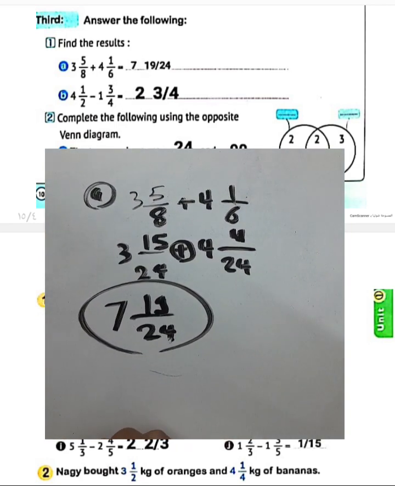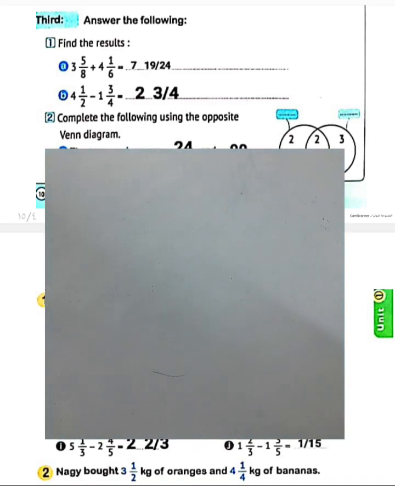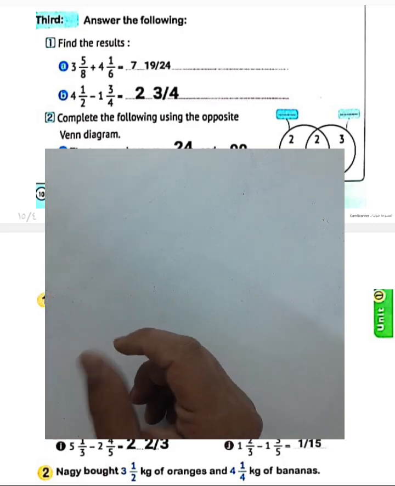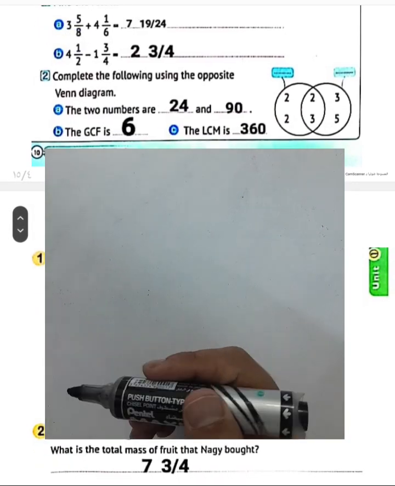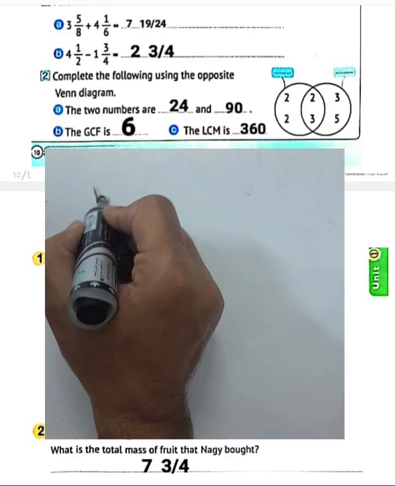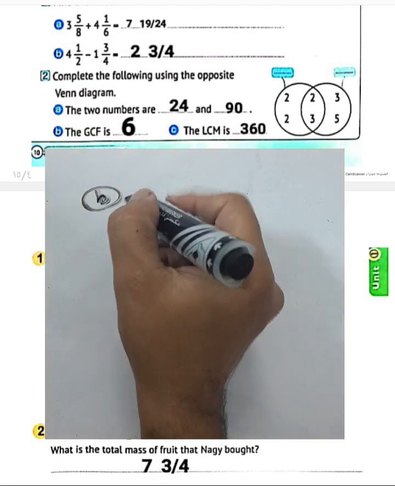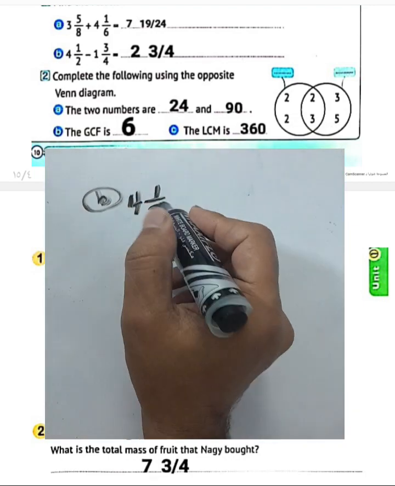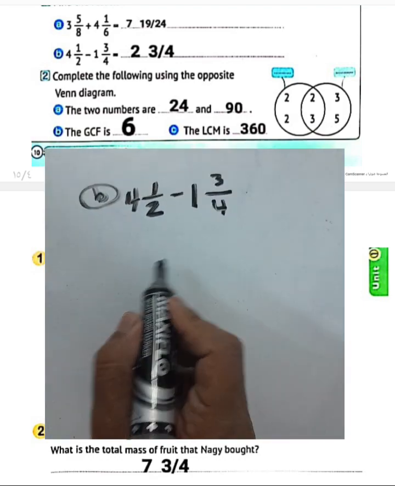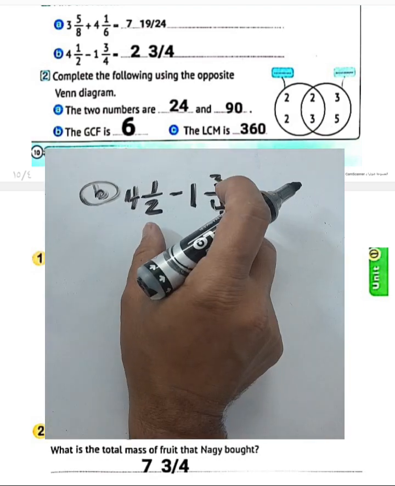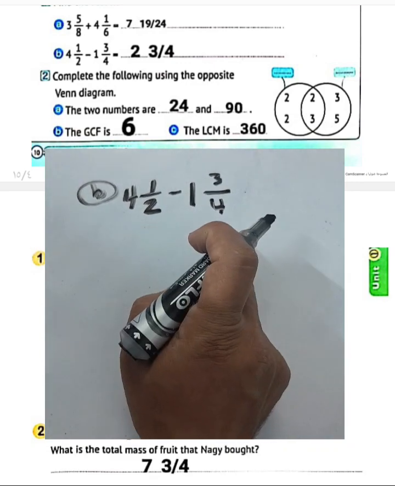It's letter A. Okay. Letter B, we can find the result of this example. The difference between 4 and 2 over 4 and 1 and 3 over 4. Okay. Look with me here at letter B. We have here 4 and 2 over 4 subtract 1 and 3 over 4. We can find the least common multiple between the two denominators. 4 can be divided by 2, then 4 is the least common multiple between the two denominators.